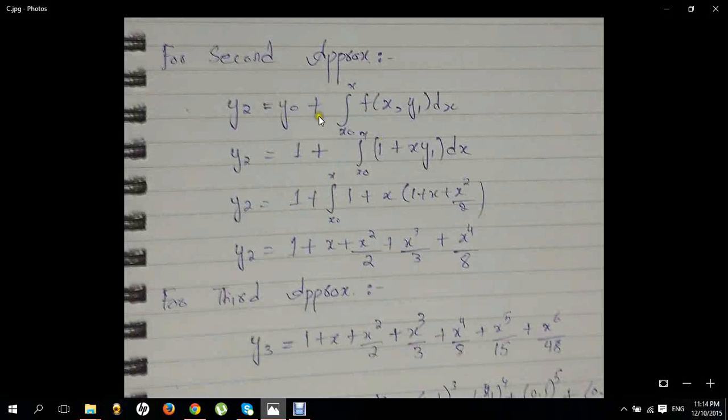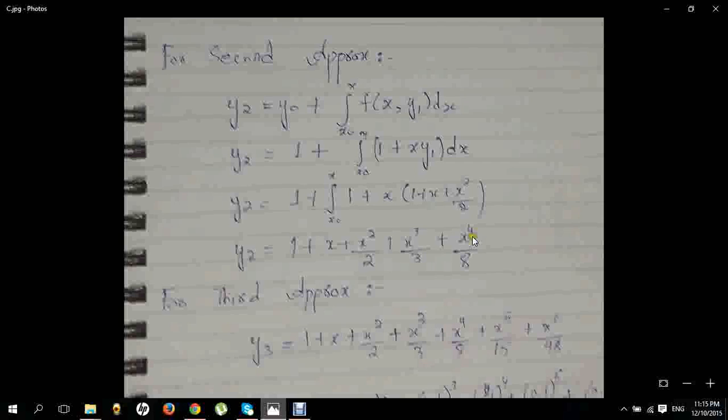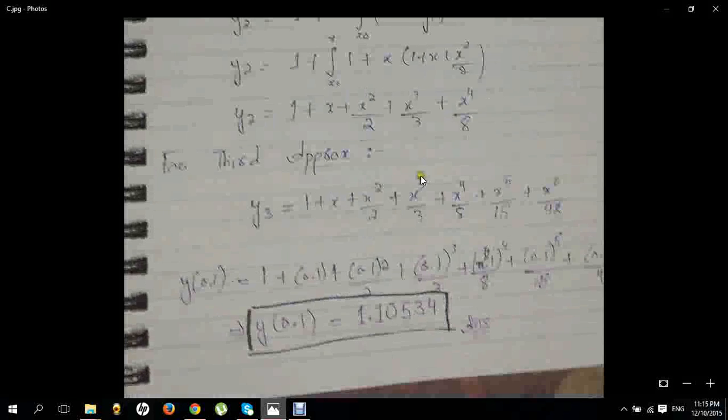So again, y0 equals 1, and our function, which is 1 plus xy, now becomes 1 plus x y1. We first put in the value we just found earlier, which is the first approximation. Then we integrate this. So we have our y2, which equals 1 plus x plus x square upon 2 plus x cubed upon 3 plus x raised to the power 4 upon 8.